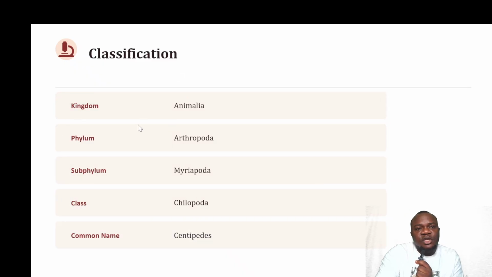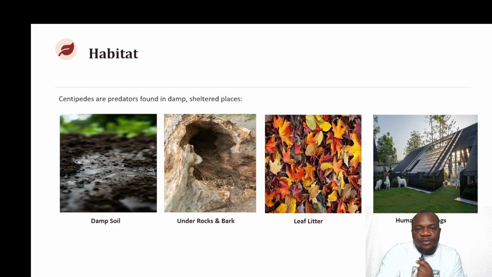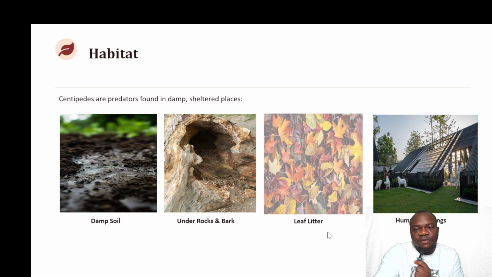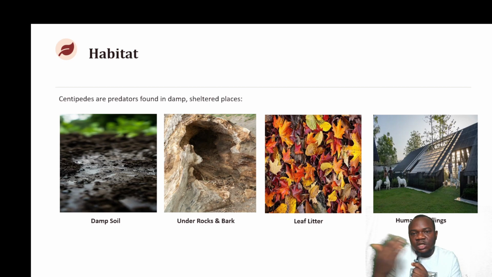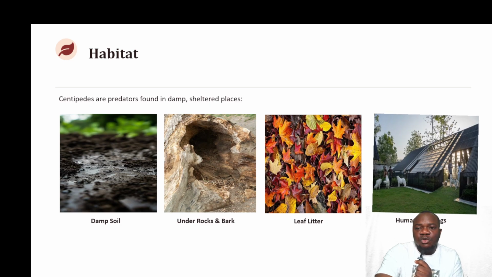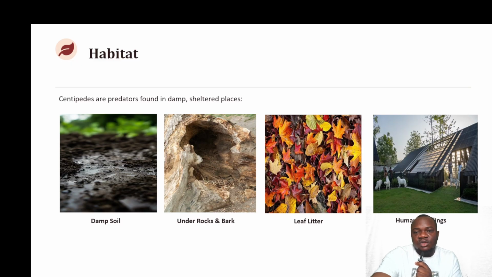Okay, so classification: the kingdom is Animalia, the phylum is Arthropoda, the subphylum is Myriapoda, and the class is Chilopoda, and their common name is the centipedes. Now, habitats: they are found in vast habitats. You can find them in damp soil, under rocks or barks on trees, and in leaf litter. If you remove those litters of leaves on the floor, you can see them there. You can also find them in human dwellings, around our houses and stuff like that.